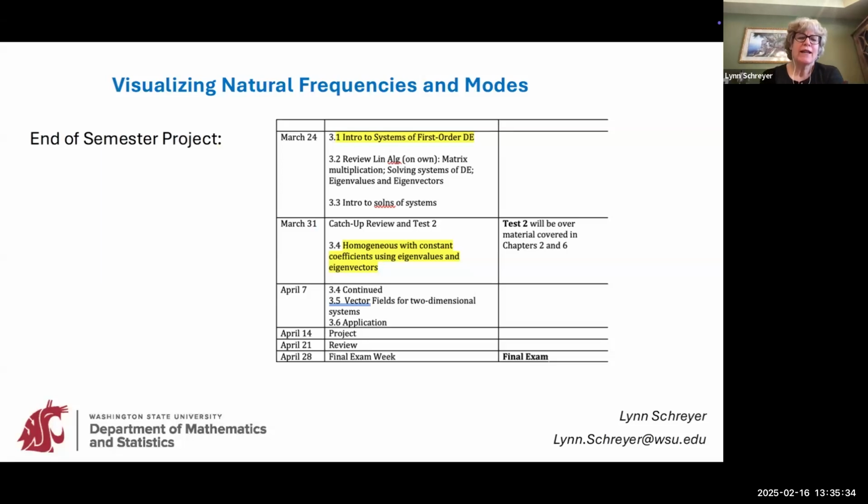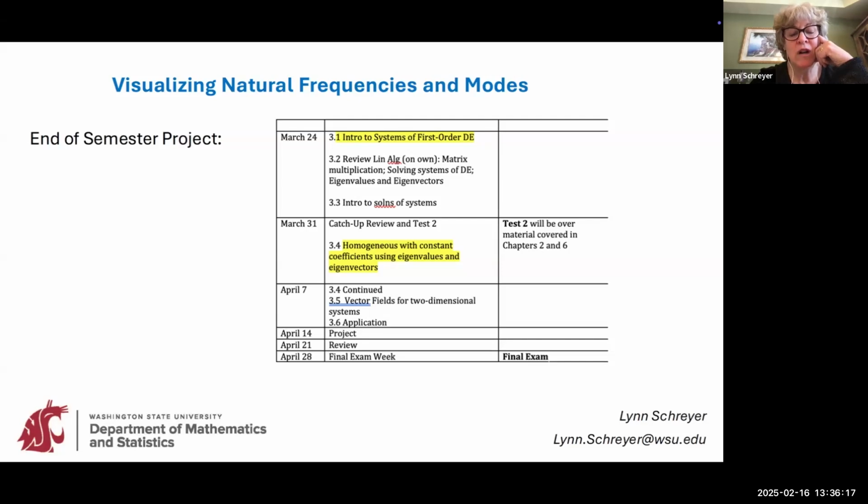Okay. So what I wanted to focus on was to give them some understanding of what the modes are in a system of first order linear differential equations. So this is an end of semester project. We usually cover systems of differential equations towards the end of the class because a lot of students are taking linear algebra as a co-requisite. And so we move everything else so that we can cover systems of differential equations towards the end.